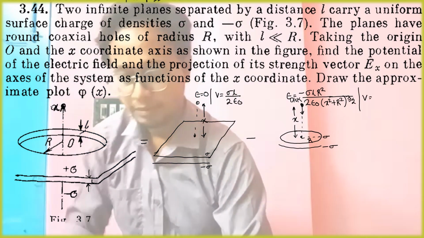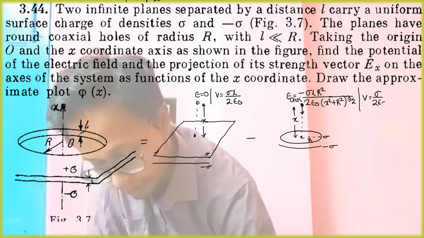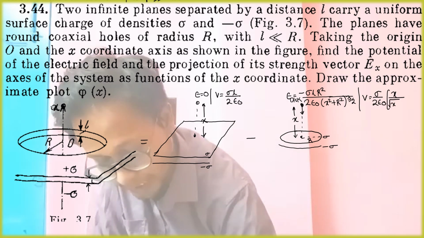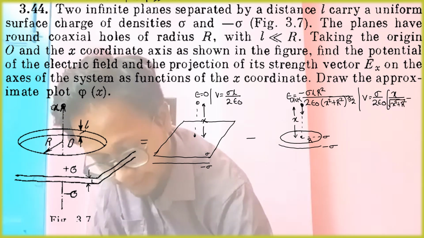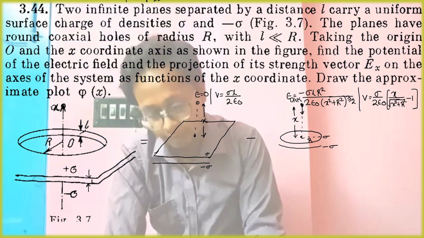And what is the potential out here? Potential out here is nothing but sigma by 2 epsilon naught into x by under root of x square plus r square, minus 1. This was the electric field and this was the potential.